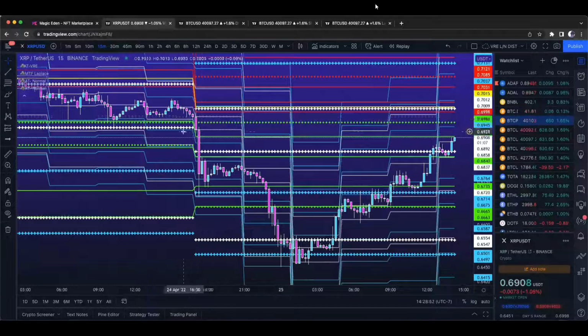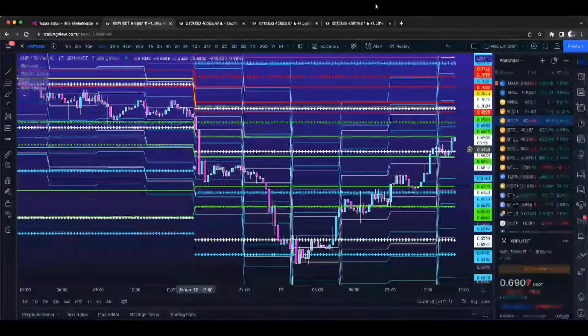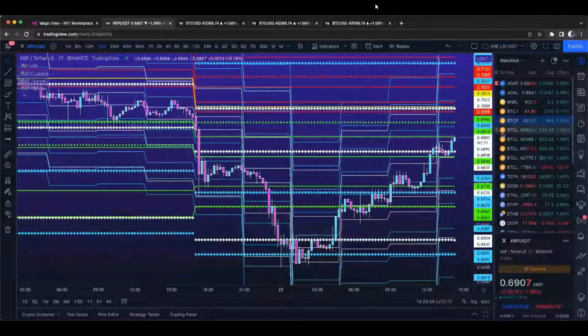So also, you want to see where it opened. You can see as soon as this daily opened, look at the wick. Where'd the wick go? Right to the bottom side of it. And then, whoop, holy crap, right? Let's see where BTC opened.